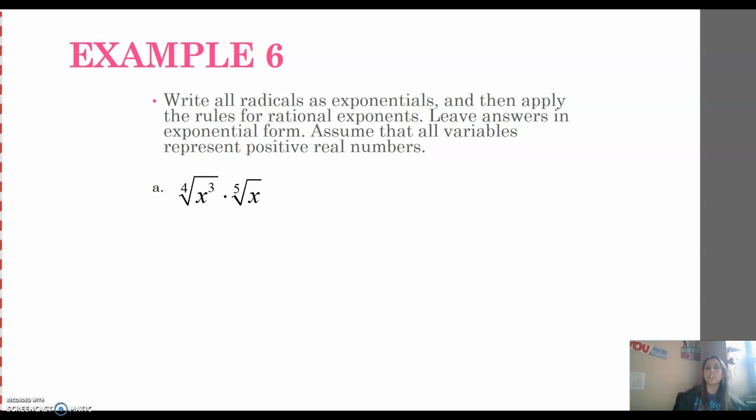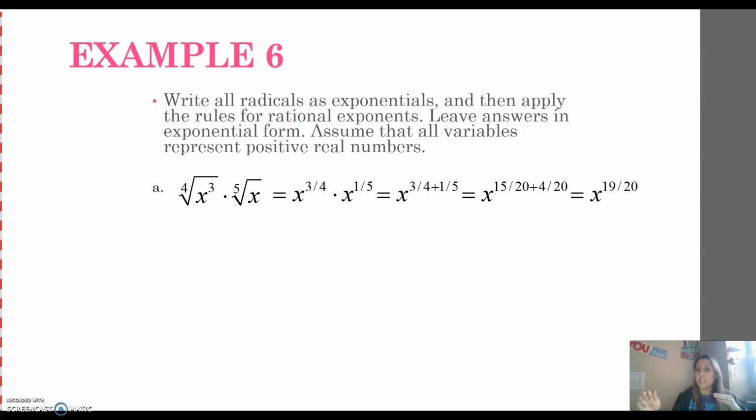So the first thing we want to do is convert these to exponential form. So we're going to get x to the 3/4 times x to the 1/5. And now it's just like the past slide. Now we just add those fractions together, 3/4 plus 1/5. We've got to get common denominators, and we end up with 15/20 plus 4/20, and 15 plus 4 is 19, and we get x to the 19/20. We're done. We are leaving it in exponential form. It's fully simplified. That fraction doesn't go down anymore. We're done.